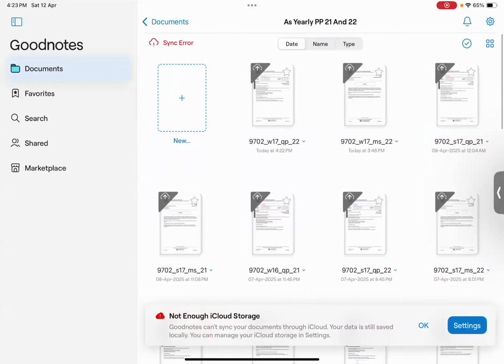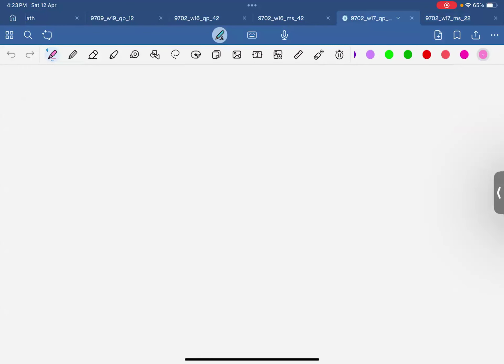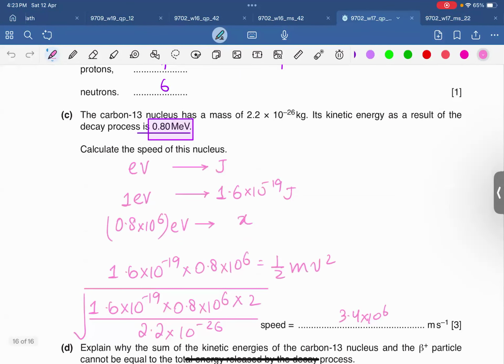ओके. सो 3.4 सही आ रहा है. चलो. अच्छा देखो, इसके अंदर हम ये करते हैं.